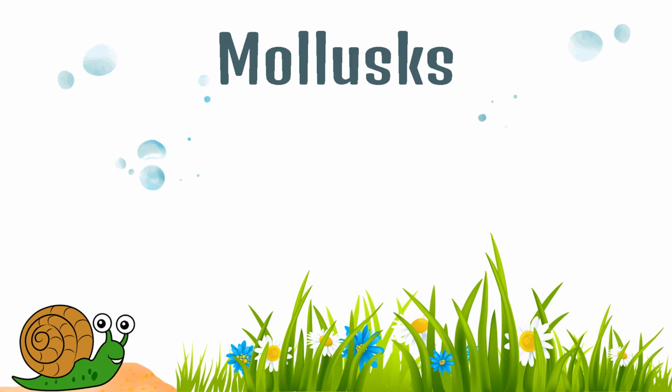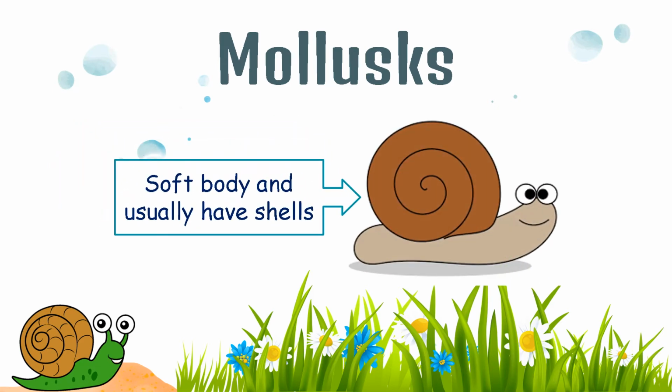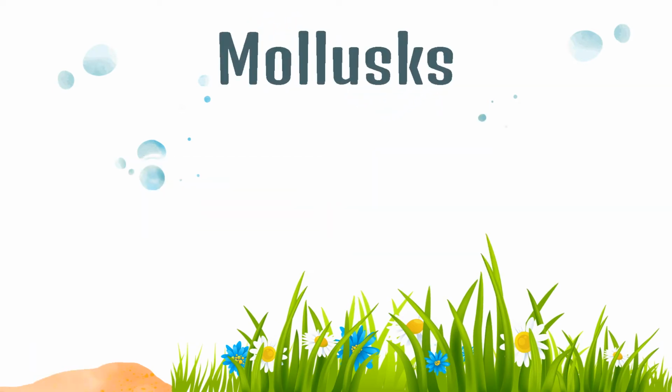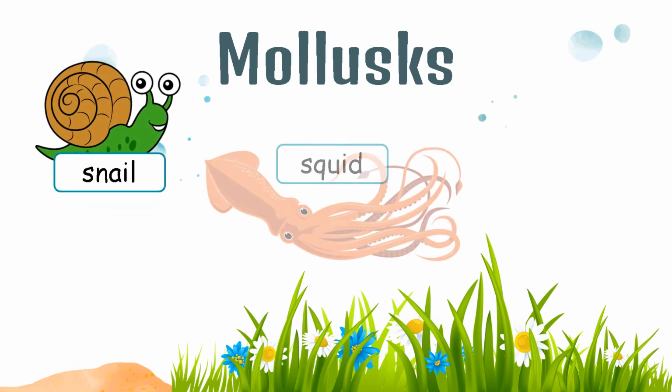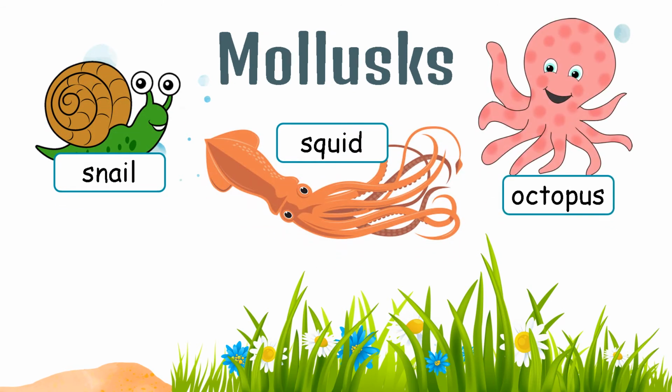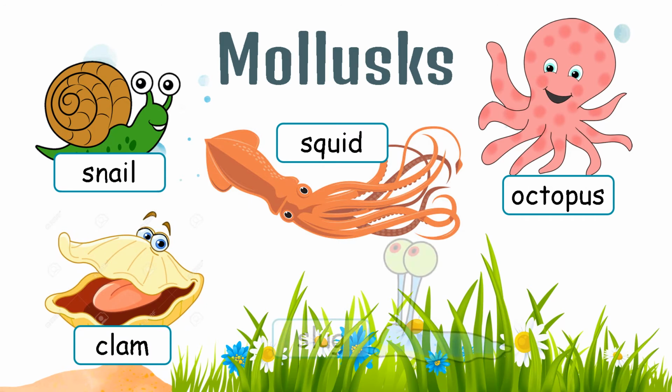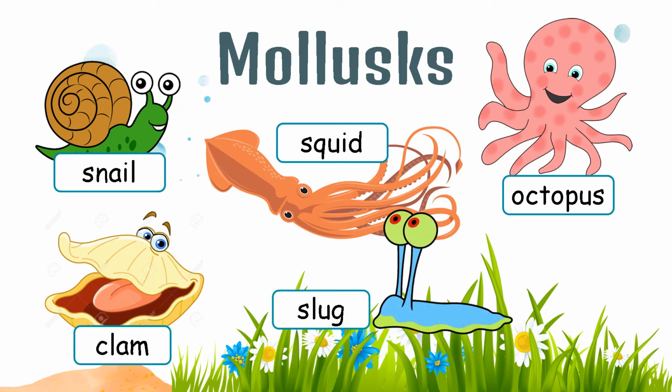Next are the mollusks. Mollusks are unsegmented soft-bodied invertebrates that usually have shells. Animals such as snail, squid, octopus, clam, and slug are some examples of mollusks.